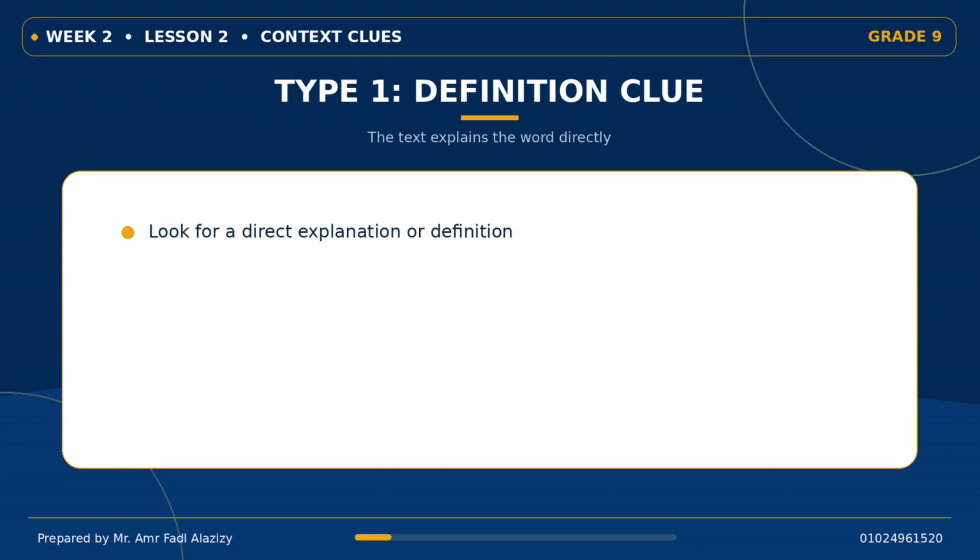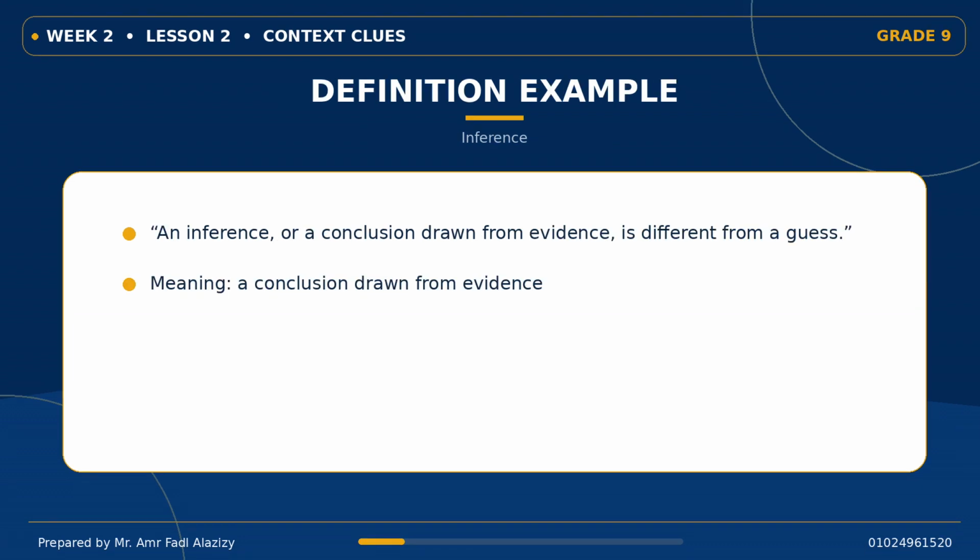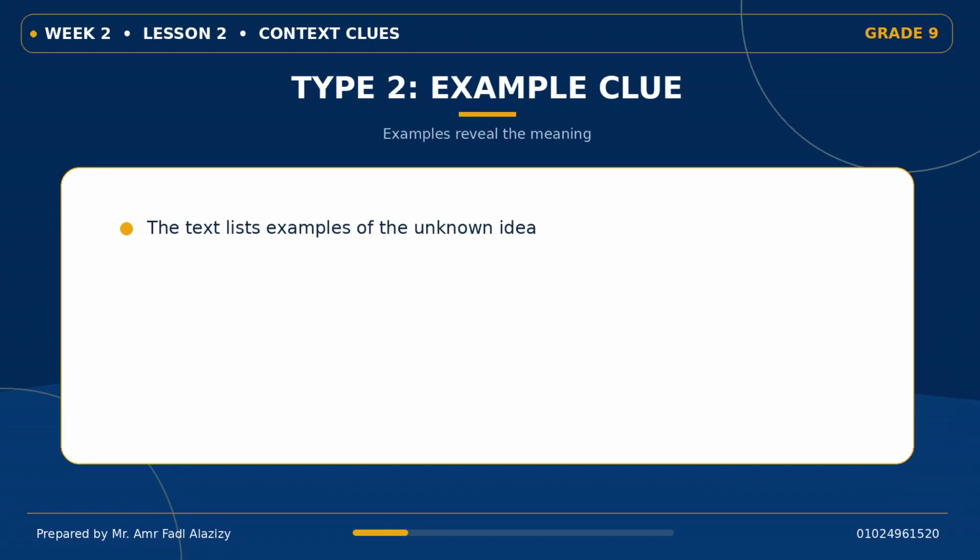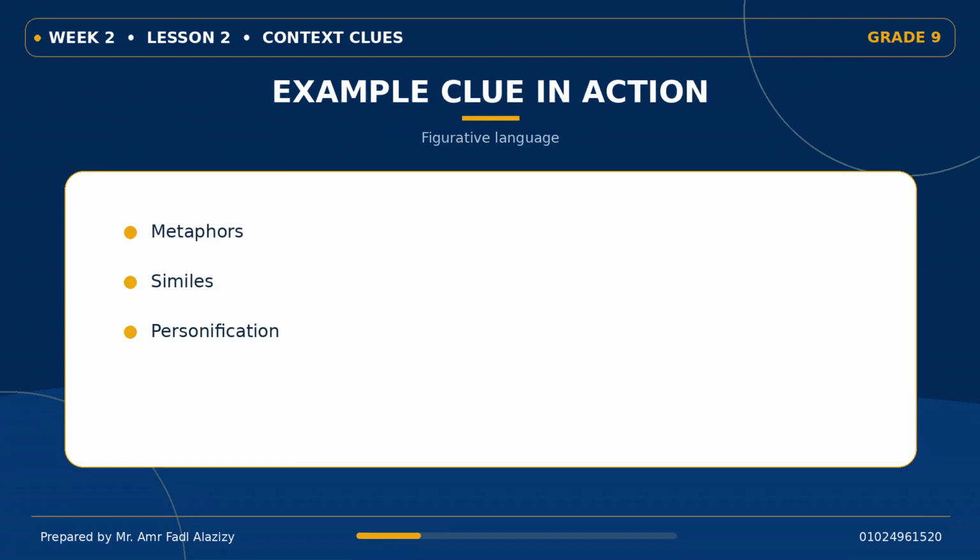A definition clue directly explains the meaning of the unfamiliar word. For example, an inference, or a conclusion drawn from evidence, is different from a guess. The phrase "a conclusion drawn from evidence" defines the word inference. The second type is the example clue. The text gives examples that help you understand the word. For example, figurative language includes metaphors, similes, and personification. The examples help us understand that figurative language goes beyond the literal meaning of words.